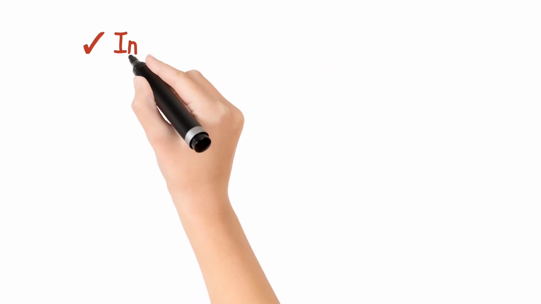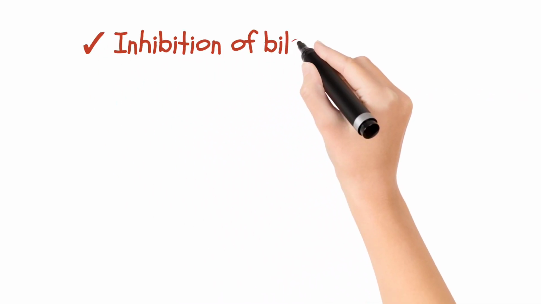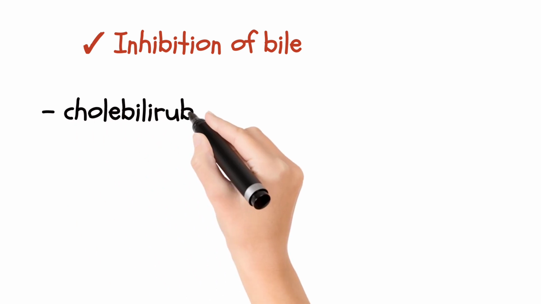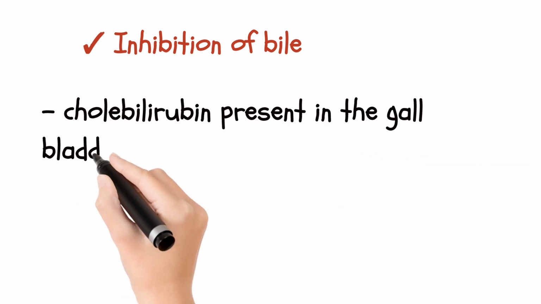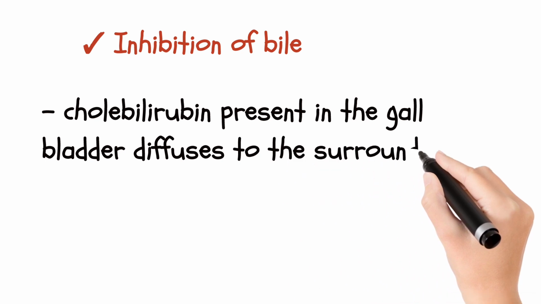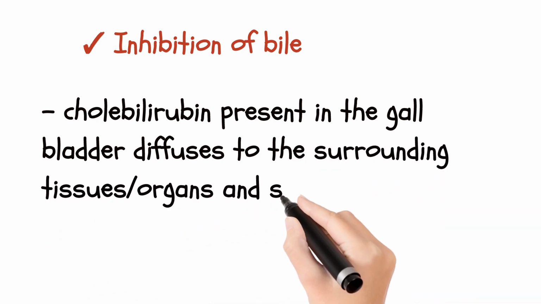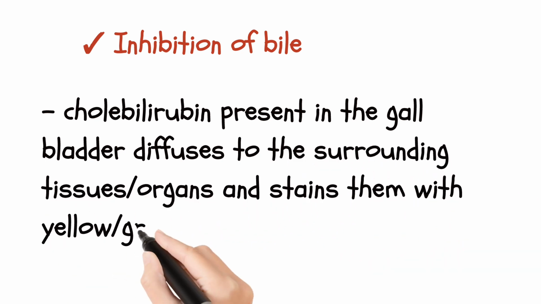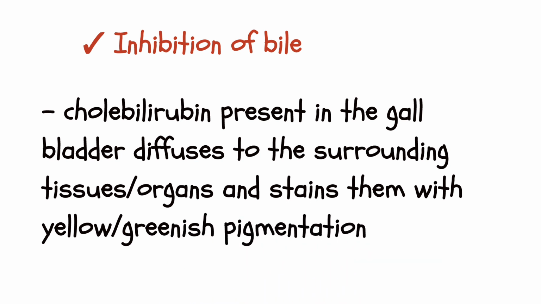And the last one is imbibition of bile. Bilirubin present in the gallbladder diffuses to the surrounding tissues or organs and stains them with yellow or greenish pigmentation. And that's it for today, guys.